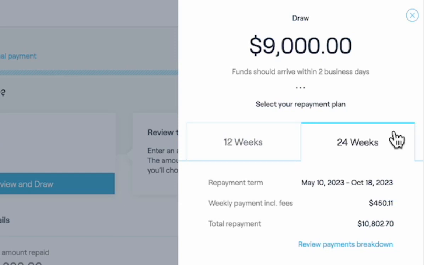24 weeks is 6 months. 12 weeks is 3 months. So for a 24-week term, your payments are going to be $450 per week, but your total repayment is going to be $10,802. So that's an $800 fee for a 6 month term. All right, so whichever one you want to choose, you can choose that. And after you choose the plan, you can click confirm and you can confirm it.